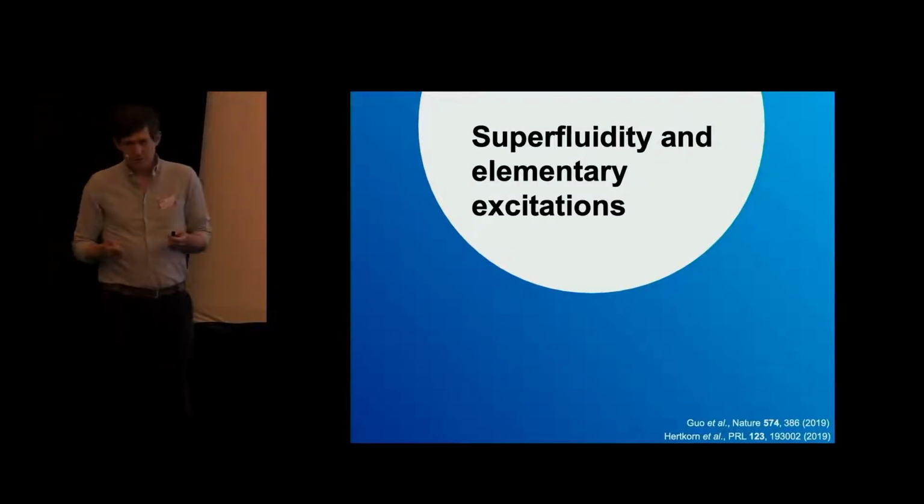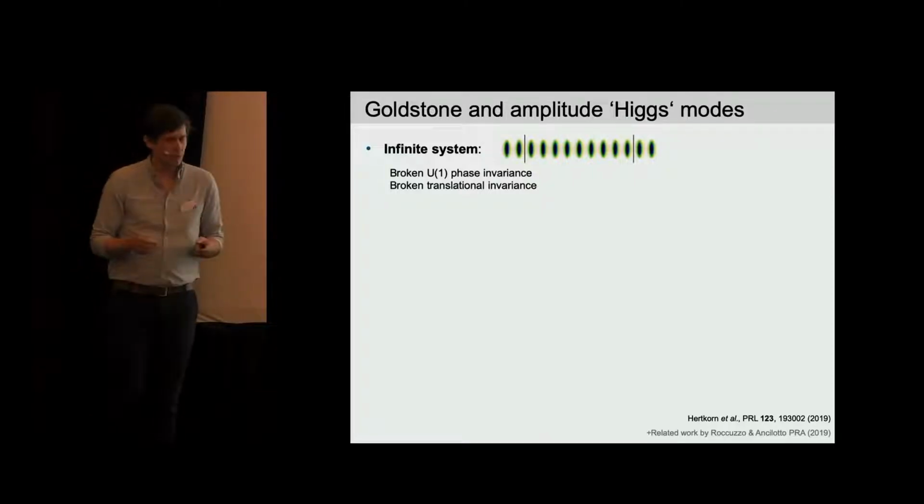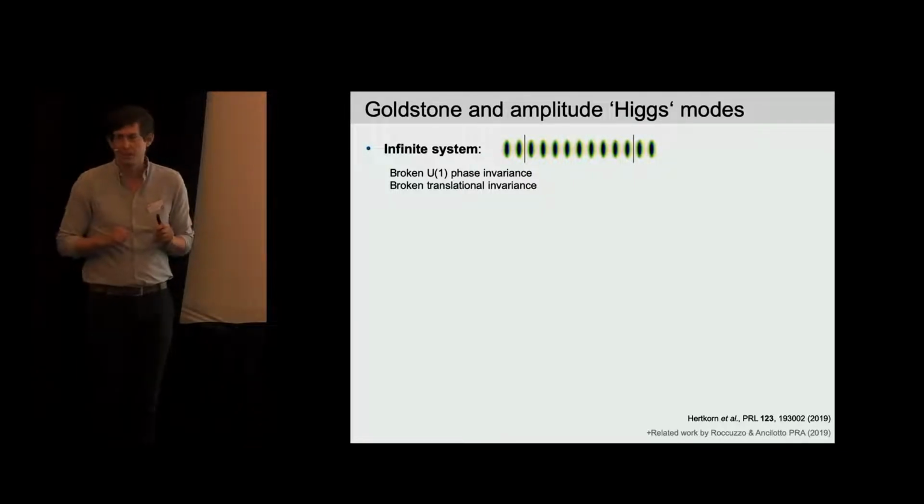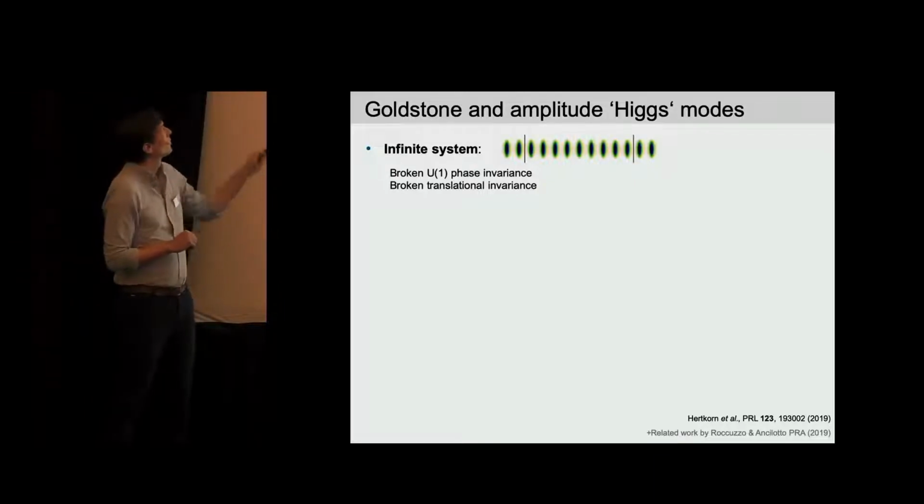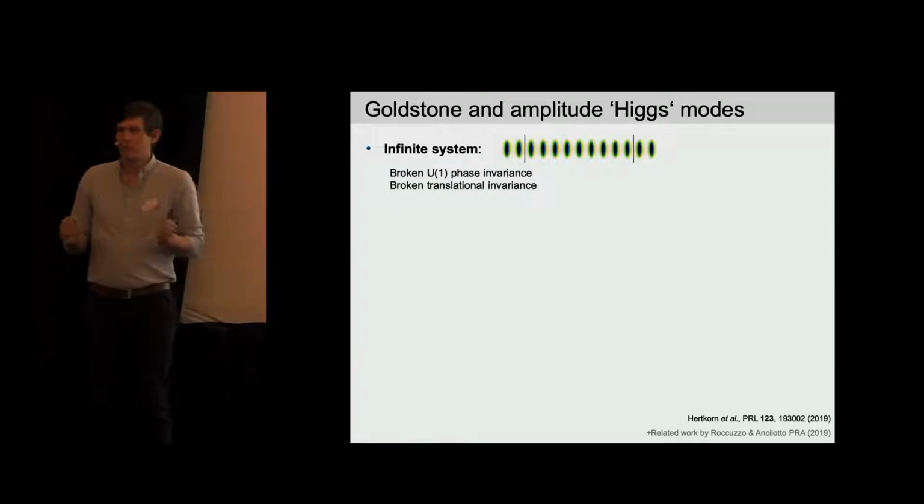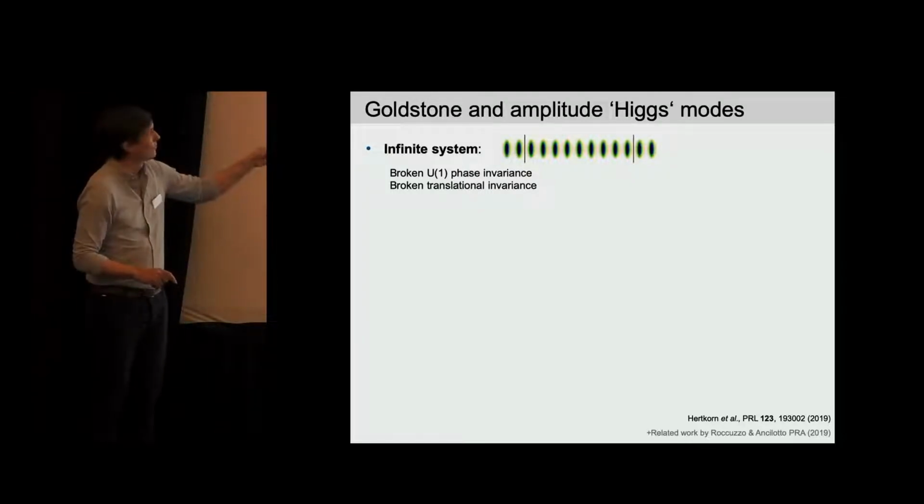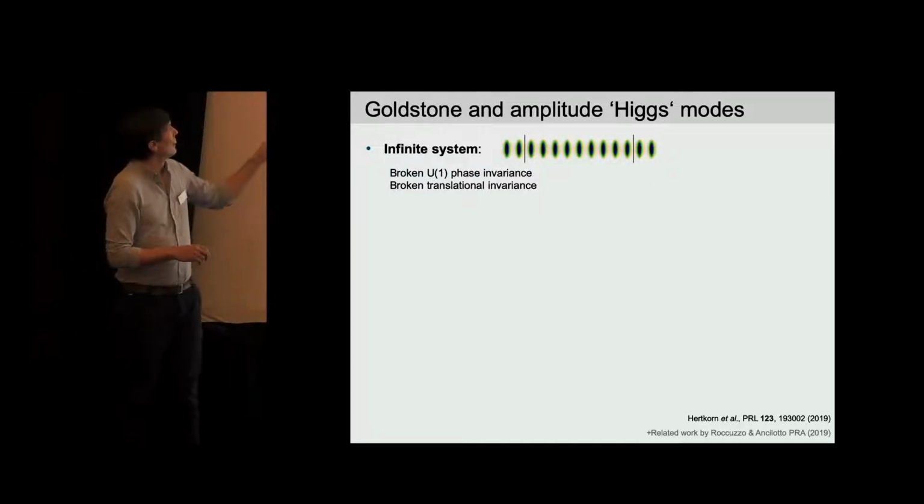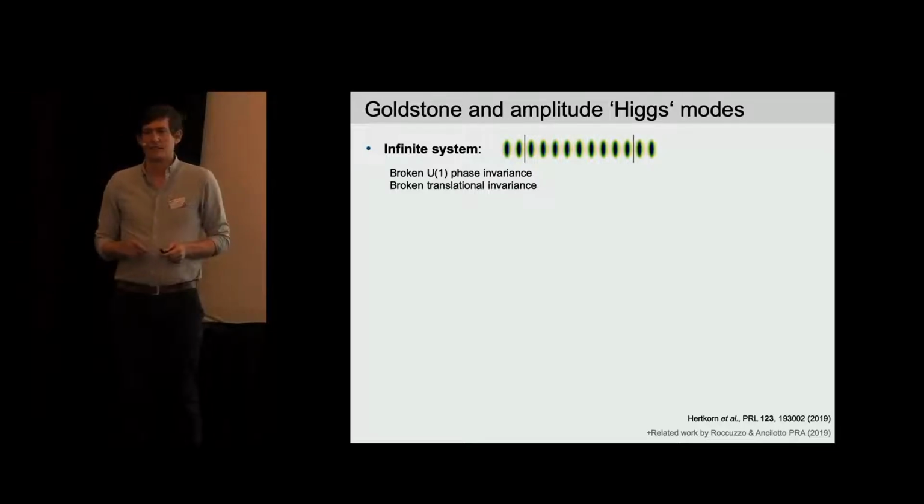Because if we want to learn something really about the superfluidity, we need to look at the elementary excitations of this system. And for this, it's instructive to go away from this finite-size system that we realize in the experiment and first look at an infinite system. So what we're doing when we're forming this supersolid is we're breaking two symmetries here. First is the U(1) phase invariance. That's the normal thing the BEC already breaks as well. And then we're breaking translational invariance.